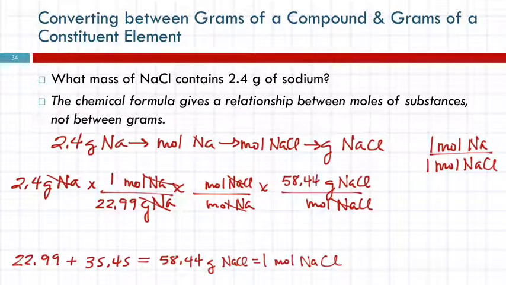58.44 grams is 1 mole. I don't have to think about where to put the number. The unit, I put it with the unit that it had over here, and so that just tells me where to plug it in. This ratio I get from the formula. I wrote it out here. There's 1 mole of sodium in every mole of sodium chloride. So there's 1 to 1. So 2.4 grams of sodium divided by 22.99 times 1 divided by 1 times 58.44.